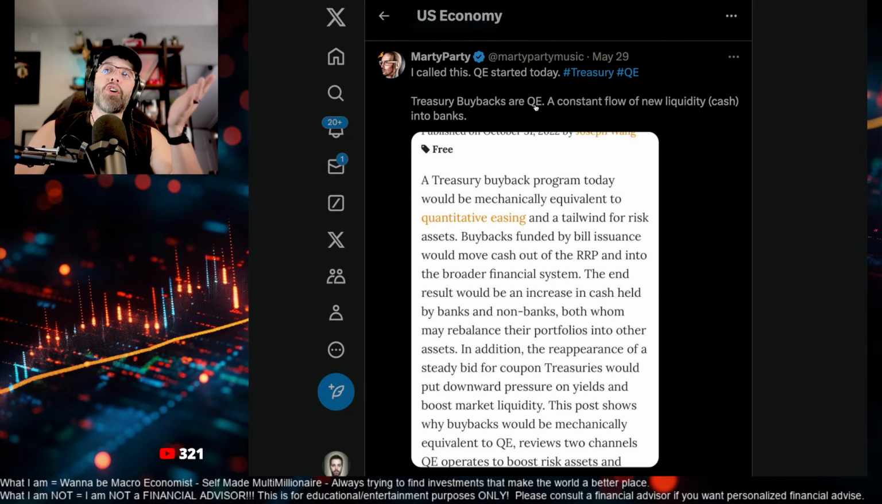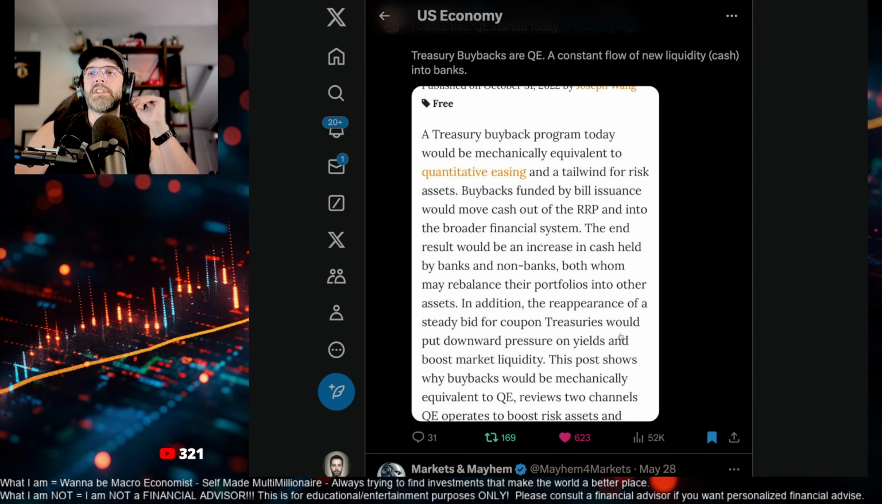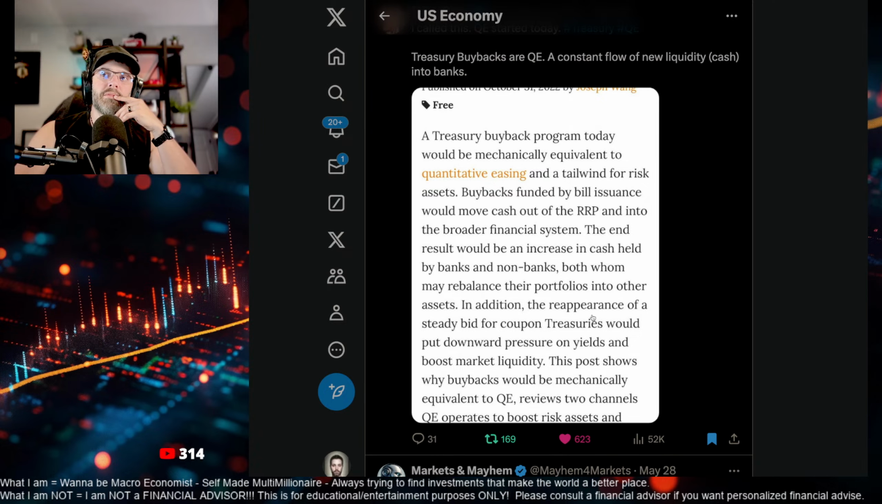Treasury buybacks are quantitative easing, QE, a constant flow of new liquidity cash into banks. It's a good post. Check it out. It basically says buybacks funded by bill issuance would move cash out of the RRP, the reverse repo markets, and into the broader financial system. The end result would be an increase in cash held by banks and non-banks, both of whom may rebalance their portfolios into other assets. In addition, the reappearance of a steady bid for coupon treasuries would put downward pressure on yields and boost market liquidity.